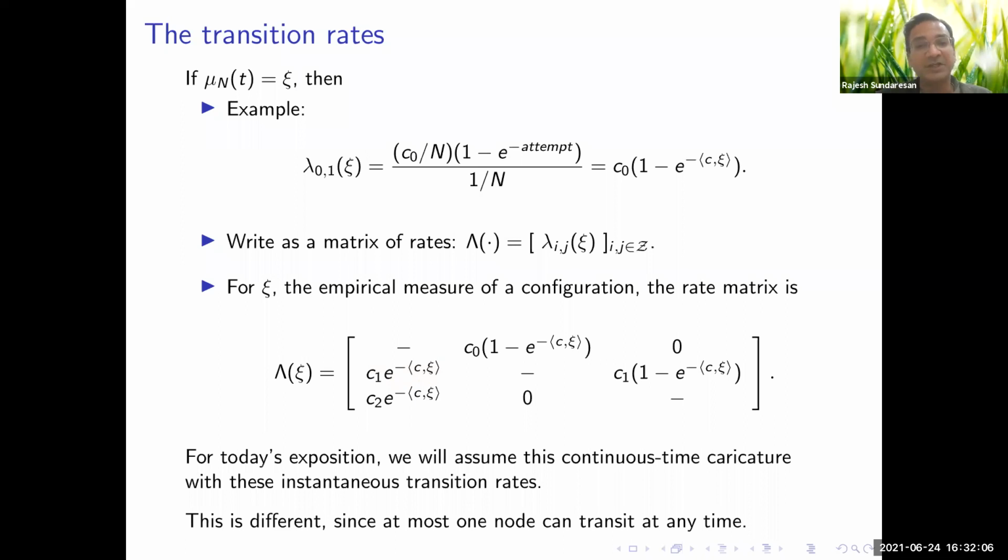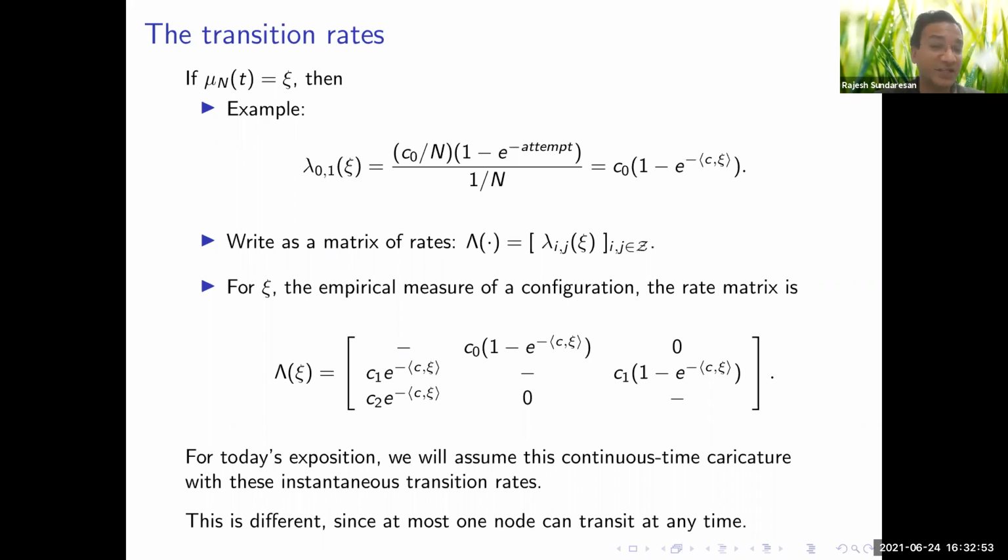For today's exposition, we will actually assume this particular continuous time caricature with these instantaneous transition rates. But I would like to highlight one important difference between this system and the previous system where the interaction led to transitions. In the previous system, you jump states only in conjunction with another node that's transmitting, and both of you fail. That means that two or more nodes transit at the same time. Single node transitions are associated only with successes. When you're the only one that's making an attempt to transmit, then you go to state 0.